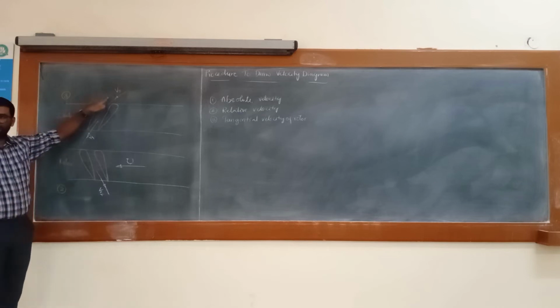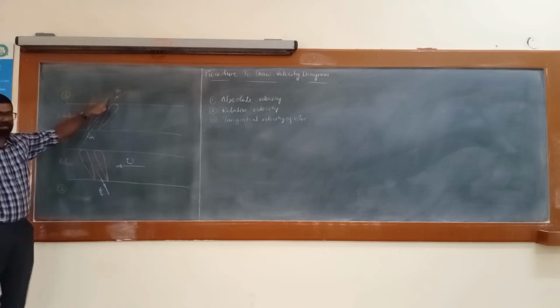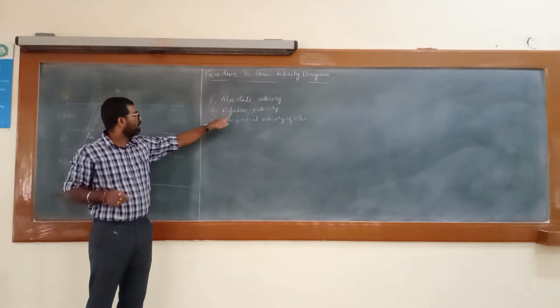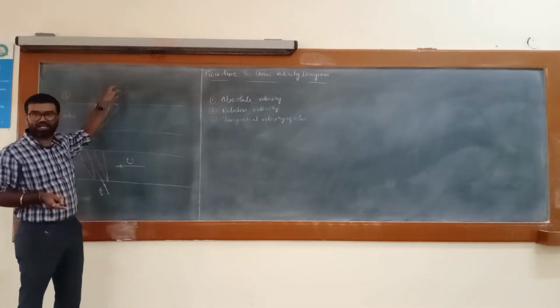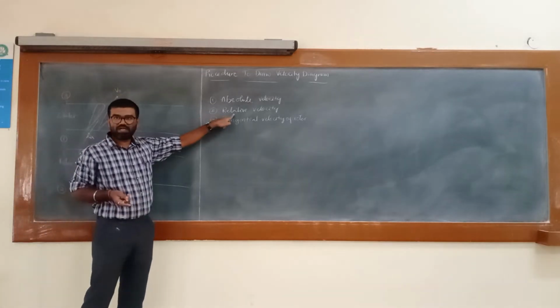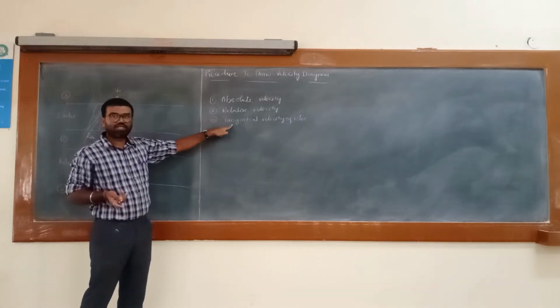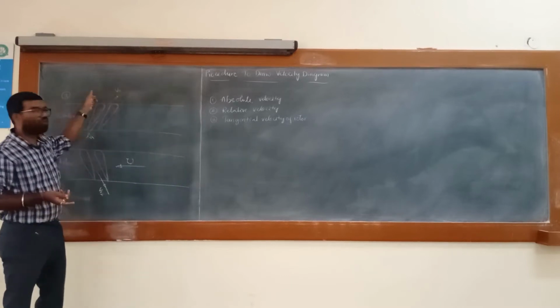Only one velocity component we get at this location: the absolute velocity. We won't get the relative velocity, because there is no moving object here, and we also won't get the tangential velocity of the rotor because there is no moving object here.